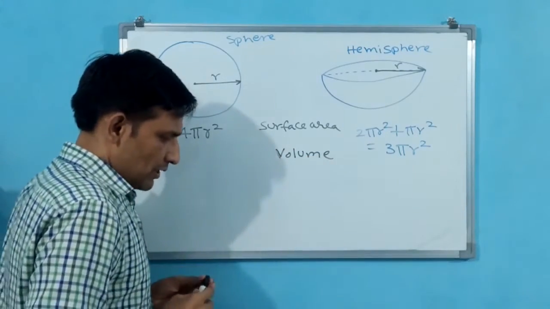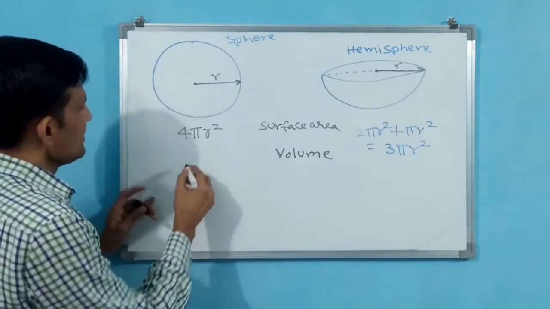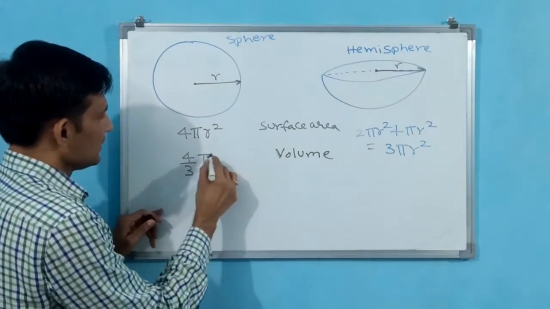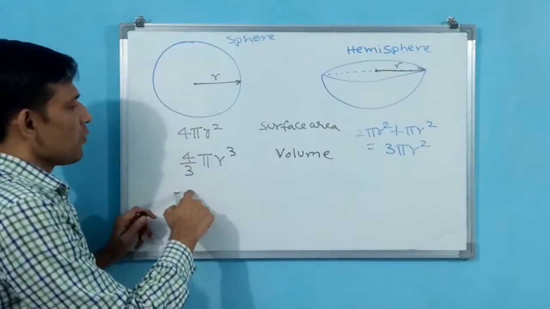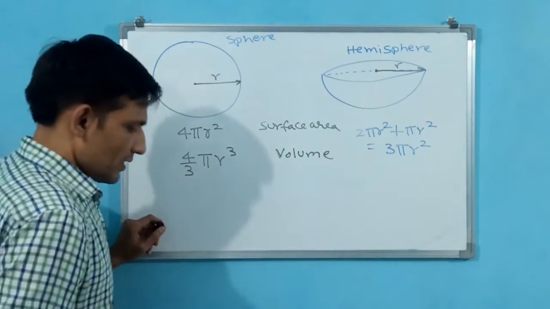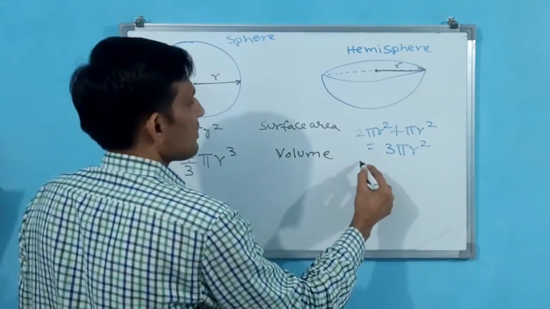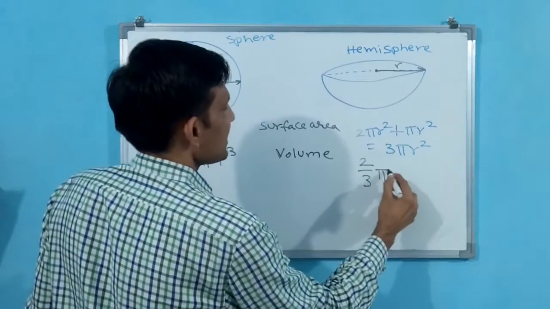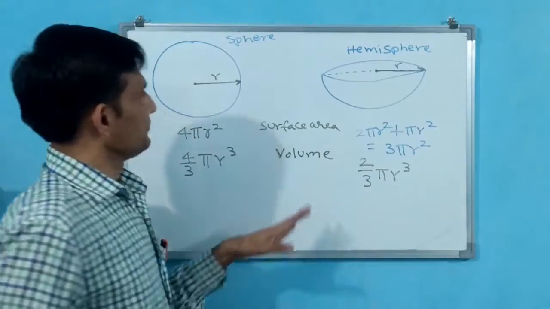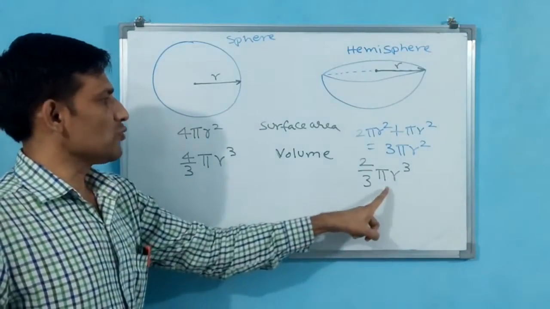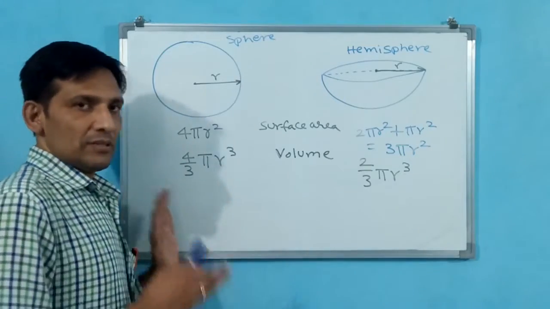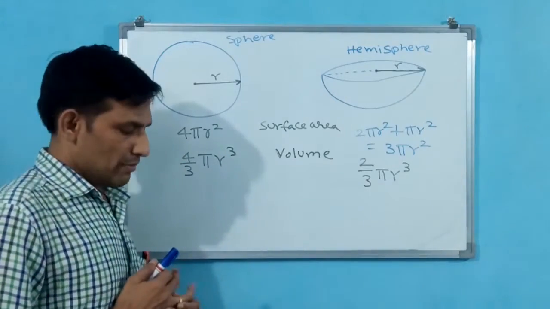Volume of a sphere is 4 by 3 pi r cube. Why? Because it is cubic. 4 by 3 pi r cube is the volume of a sphere, and the volume of a hemisphere is 2 by 3 pi r cube. Volume of hemisphere is 2 by 3 pi r cube. Volume of sphere is 4 by 3 pi r cube. This also you have to remember.